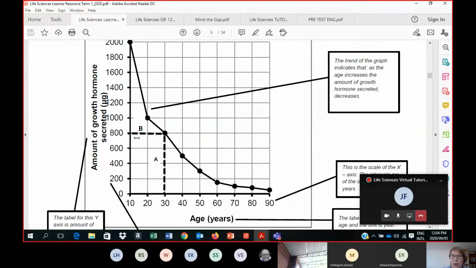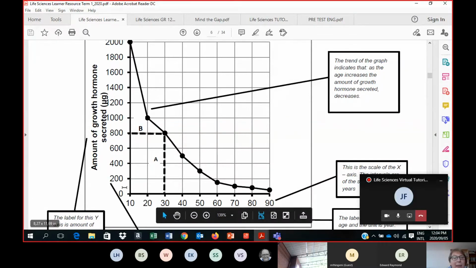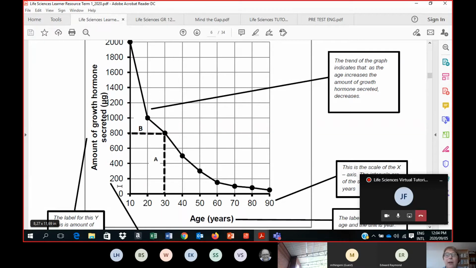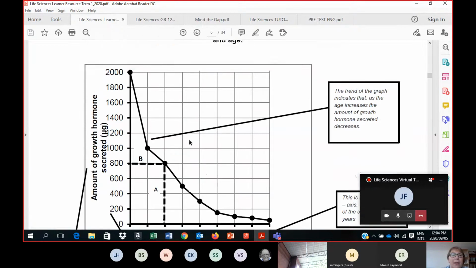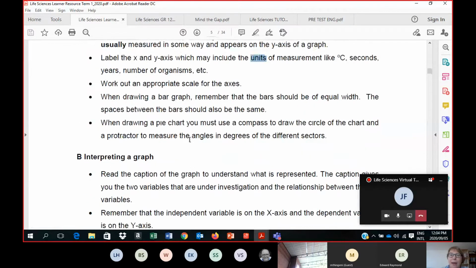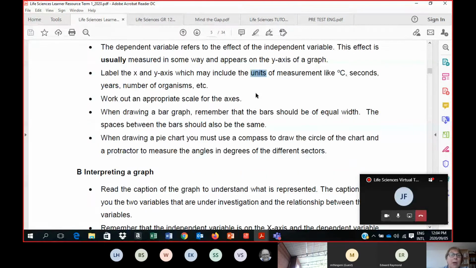So I do hope you understand that. It is very, very important that you get the scale right. So like I said, look at the lowest number, then look at the highest, and then obviously write those down. Now let's go back to what we were saying. So work out an appropriate scale, so that we've done.